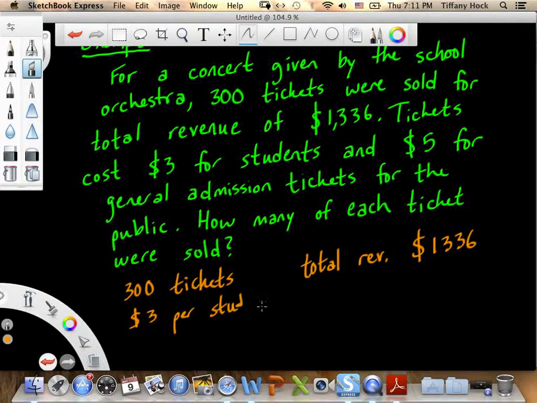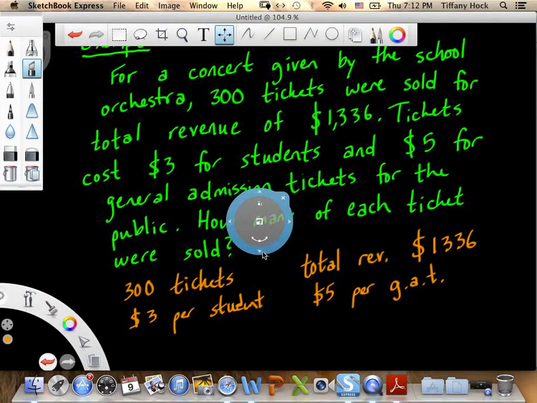Then it says $5 for public tickets or general admission tickets. So I'm going to abbreviate that as GAT, for general admission tickets. So what we don't know is how many of each ticket were sold. So what this tells me is that I'm going to have to find how many student tickets were sold and how many general admission tickets were sold.